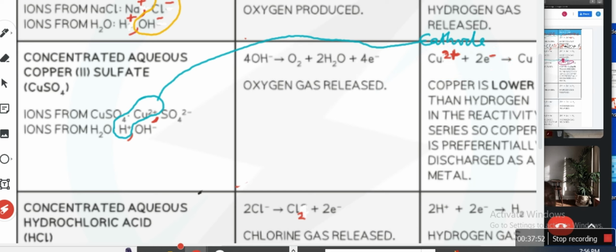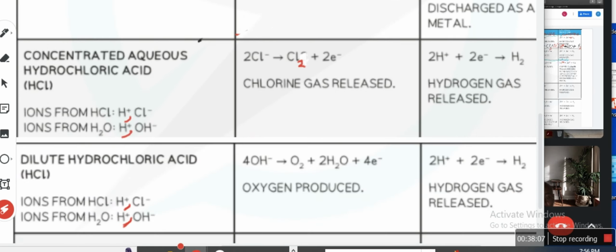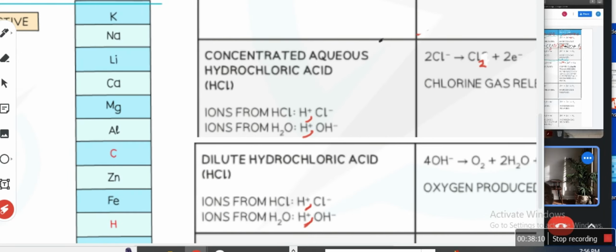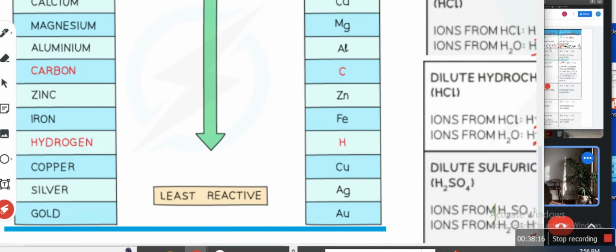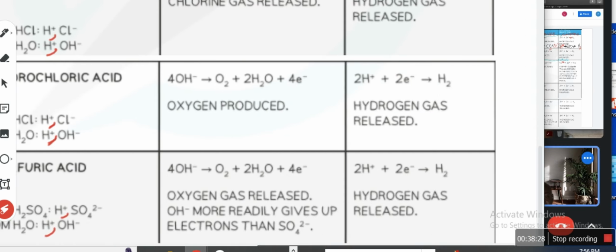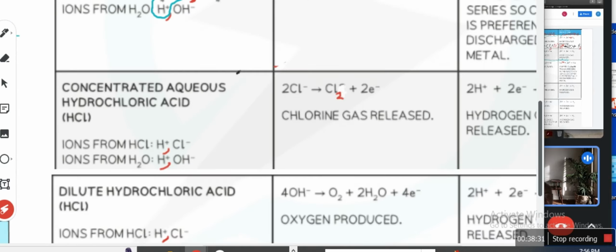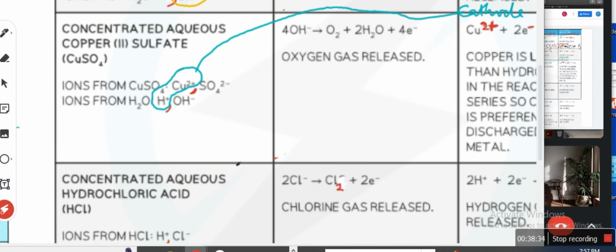The equation tells you which one was discharged. So which one was discharged here? The copper. It's lower down in the reactivity series. You know why copper was discharged? If you check the reactivity series, you see that copper is lower. Let me take it down to show you. See hydrogen, see copper. Copper is lower than hydrogen, so it's preferentially discharged, and hydrogen is left behind.